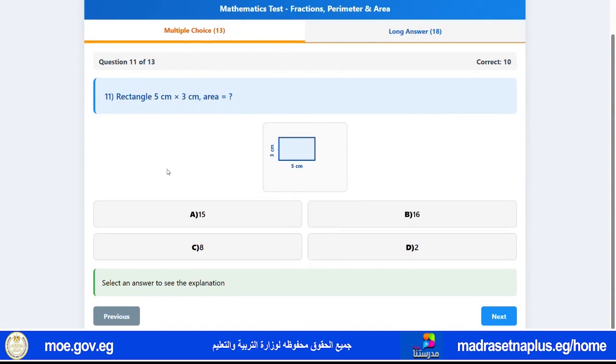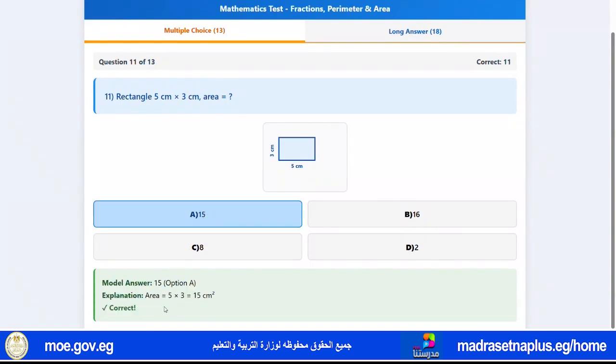We can see a rectangle of 5 centimeters long and 3 centimeters wide. How to get its area? It's easy, length times width. So 5 times 3 equals 15. Yes, 15 square centimeters.